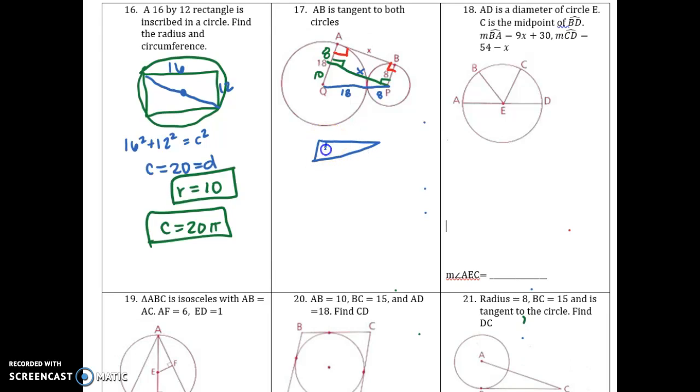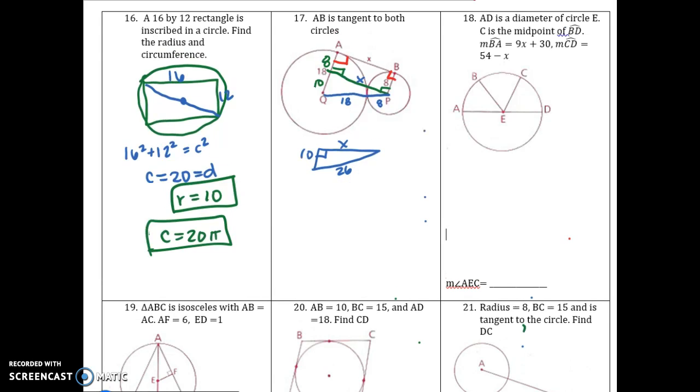26. So here's your right triangle drawn outside your circle, so it's a little bit easier to see. So then follow your Pythagorean theorem, 10 squared plus x squared equals 26 squared. This also ends up being a Pythagorean triple. It ends up being 24.